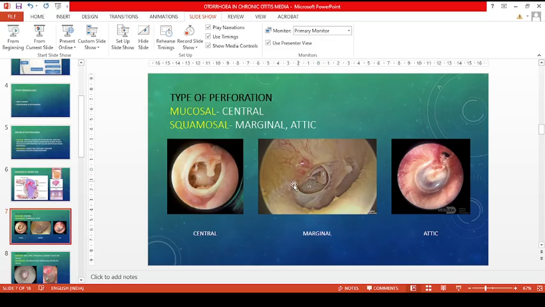Marginal type of perforation involves the pars tensa again, but then at least one of the margins is formed by the bony sulcus tympanicus and the fibrous annulus is absent, because of which the epithelium from the external auditory canal, the skin, can migrate into the middle ear, leading to the formation of cholesteatoma. Hence, it's an unsafe type of perforation. The same thing even with the attic. The pars flaccida lacks annulus and it's directly attached to the scutum. Hence, disease there can easily spread into the middle ear and epithelium can invade into the middle ear.